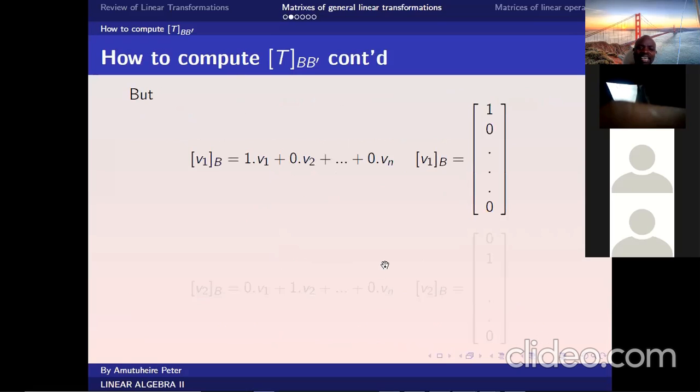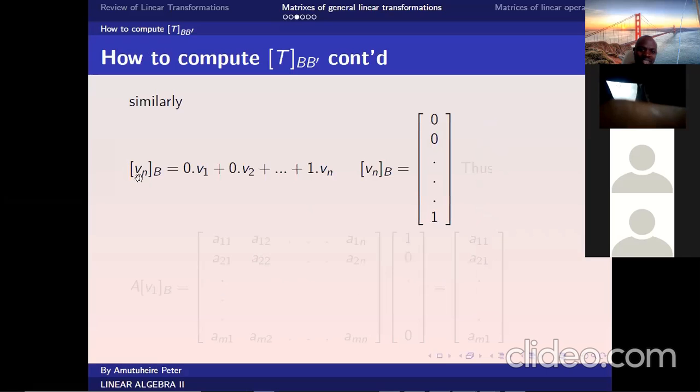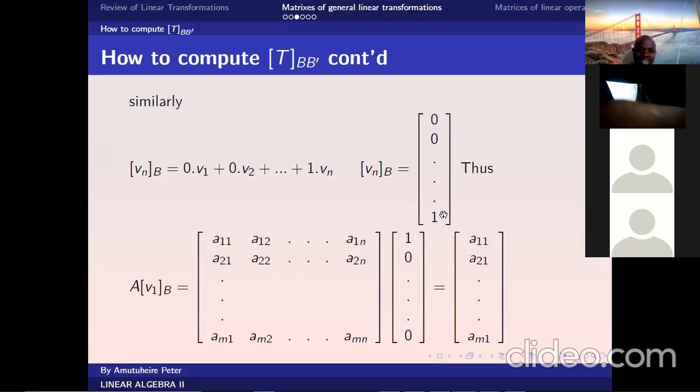But we can use the standard basis. We know that if we want V1, we can always write it as 1 times V1, then 0 times V2, and so on. So we have written V1 as a linear combination, and so it means the matrix associated to V1 is 1, then the rest are zeros. Likewise, we can write V2 as a linear combination with a 1 here, and likewise, we can write Vn with a 1 here. So that means when we get A times this matrix for V1, we get this.